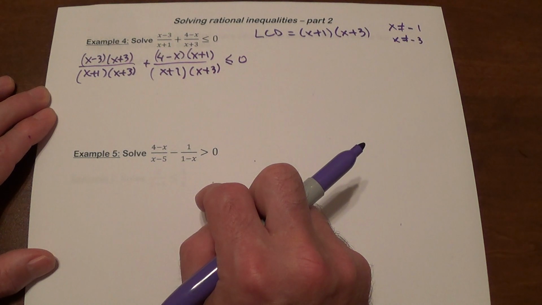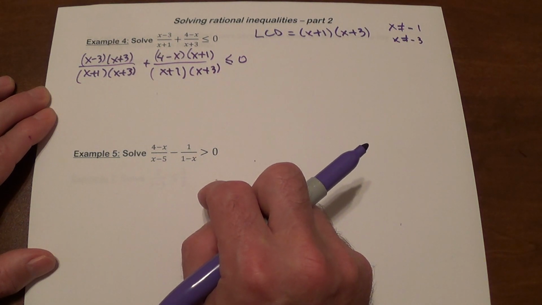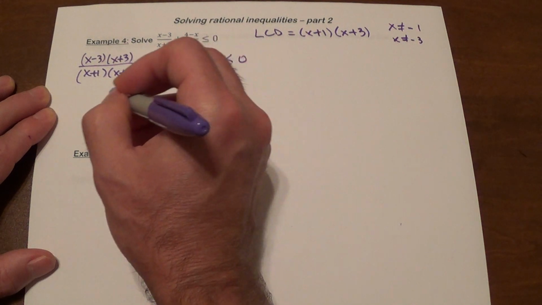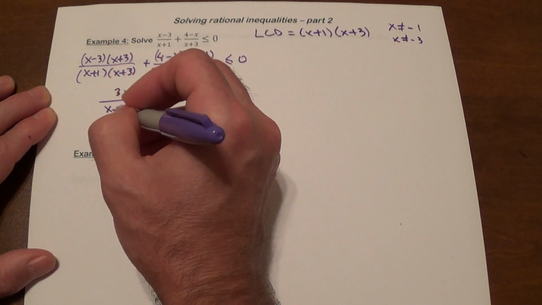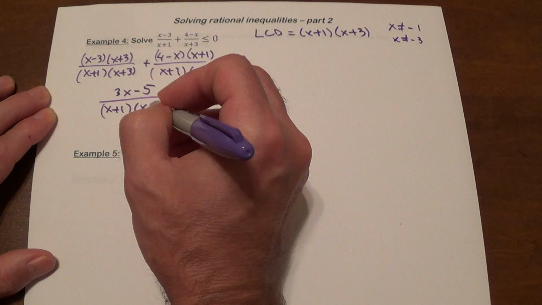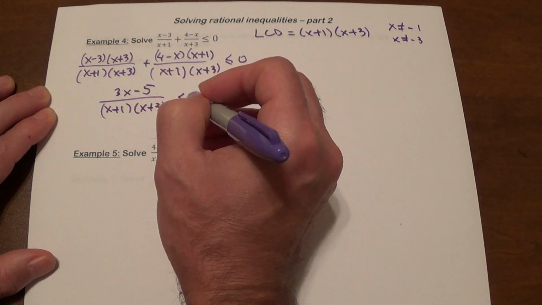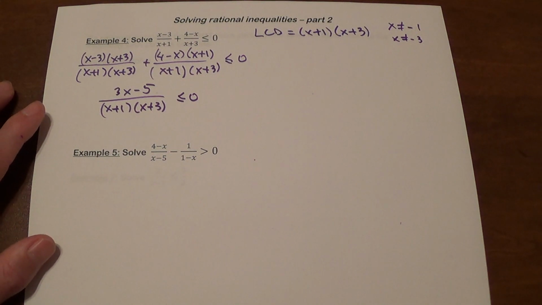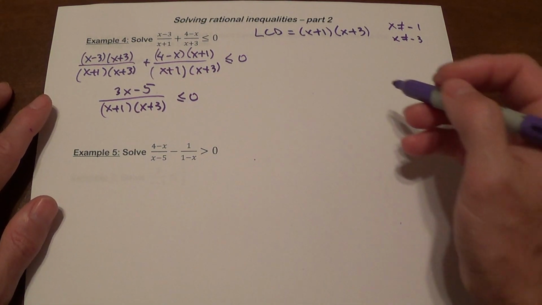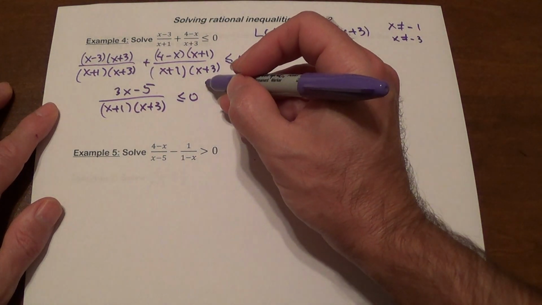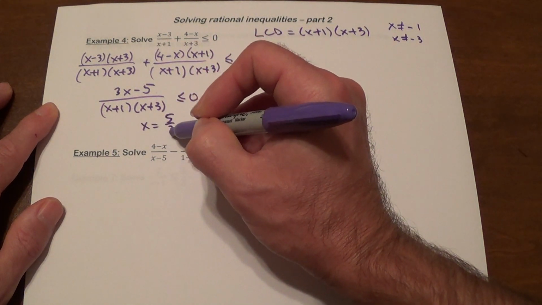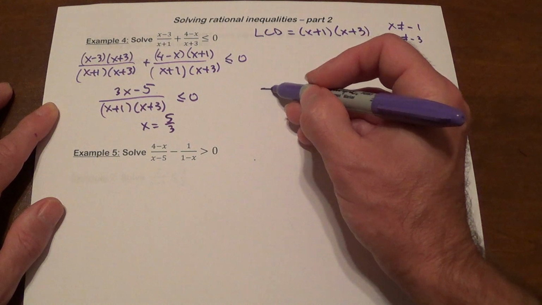It looks very complicated, but after you combine all that and simplify, this is going to end up giving you 3x minus 5 in the numerator, and obviously x plus 1 times x plus 3 in the denominator, less than or equal to 0. And we are ready to go ahead and take care of that. So we want to note that this here, x equals 5/3, is going to be another value, because it makes the numerator 0.